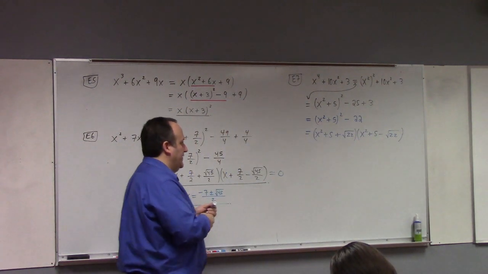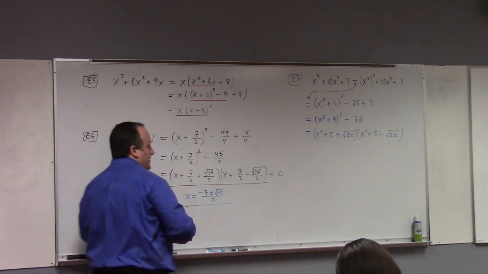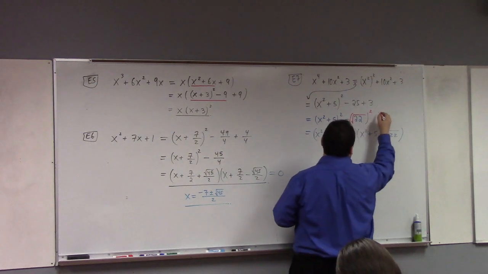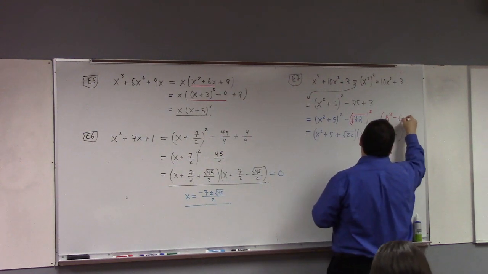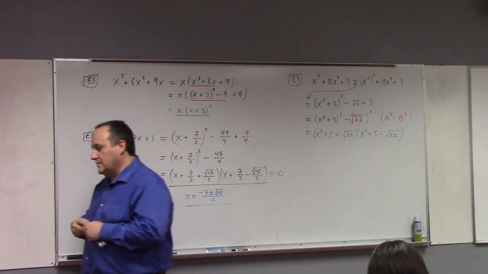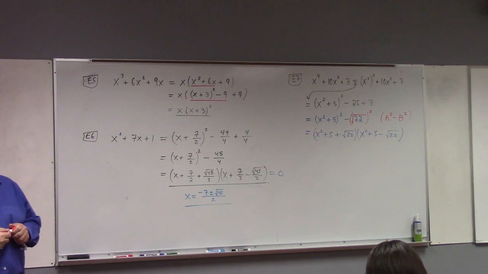And if you're wondering how that step goes, well, here's a way to see it. 22 is the square root of 22 squared, right? So you can see this as a squared minus b squared, with a and b having the meaning of x squared plus 5 and the square root of 22. That's how I look at it anyway.